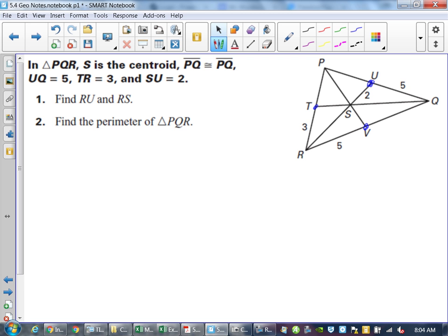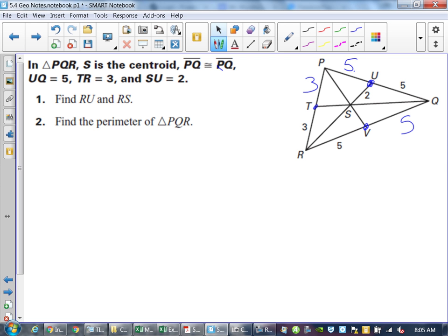All right, that's where you have to be careful with the vocabulary. So, just starting on the outside of the triangle here, we know that this part is 5, so PU has to be 5. RT is 3, TP is 3. RV is 5, VQ is 5. Excuse me, I think it was supposed to say RP is congruent to RQ, but I think it should have been R. Anyway, you have all this other information now.